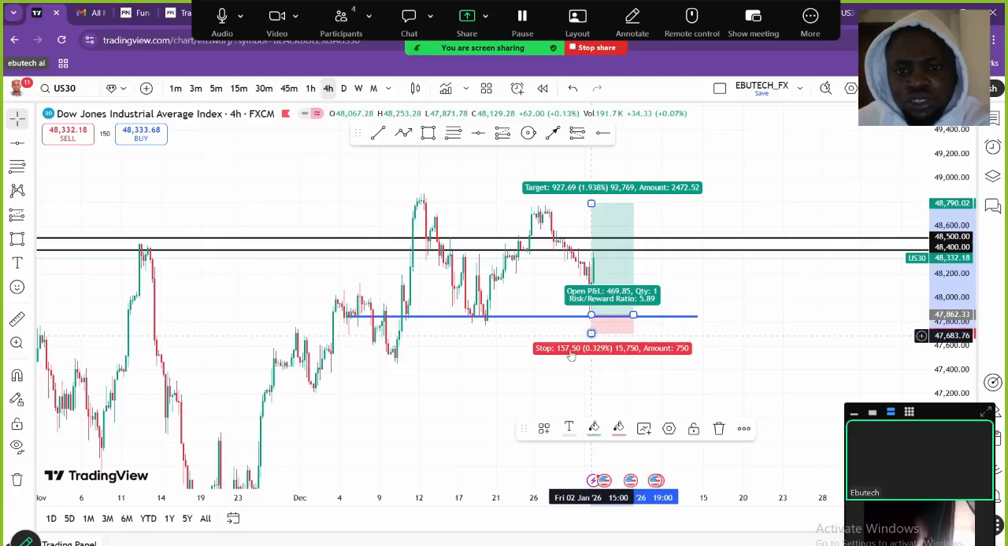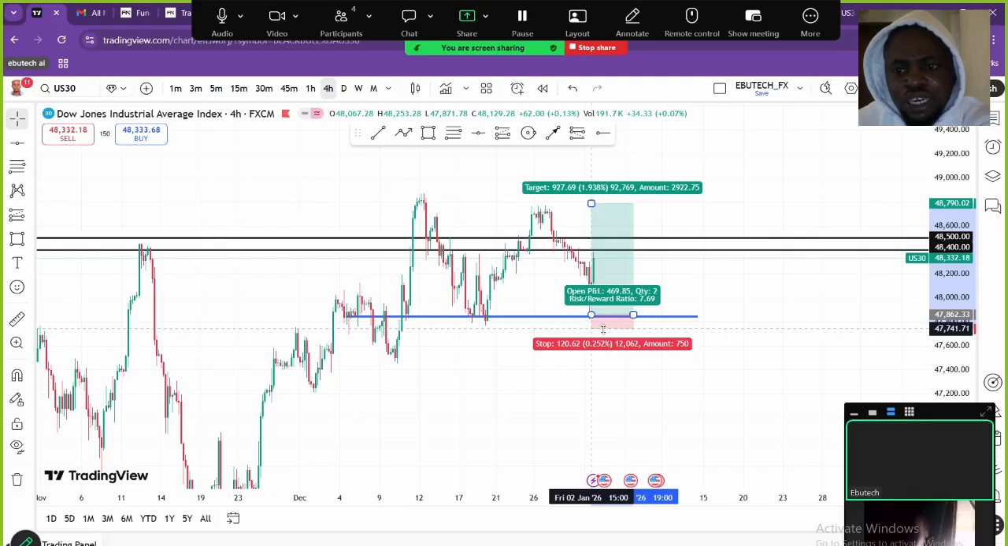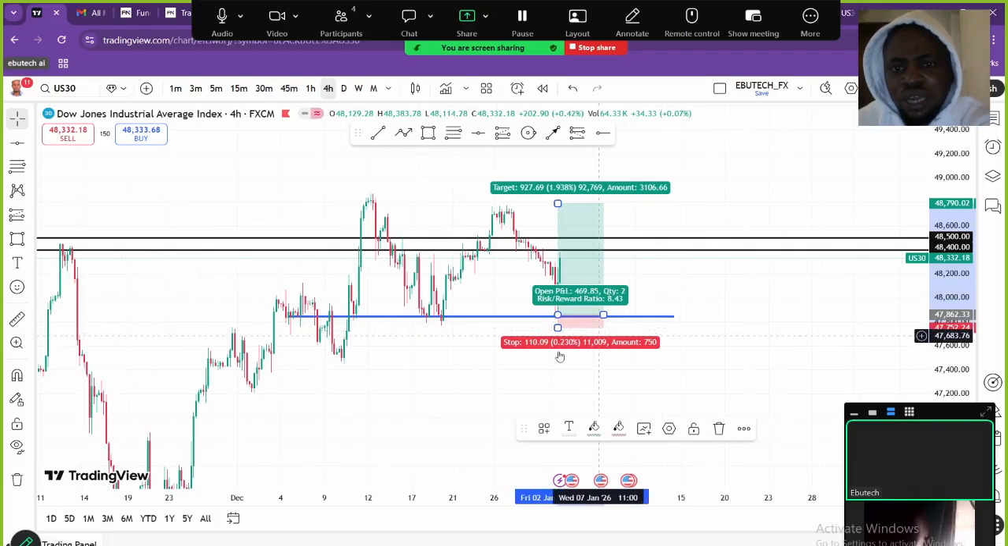Then this stop loss is where you will put to protect your account. So that if the market doesn't go your direction, it will knock you out. Do you understand?